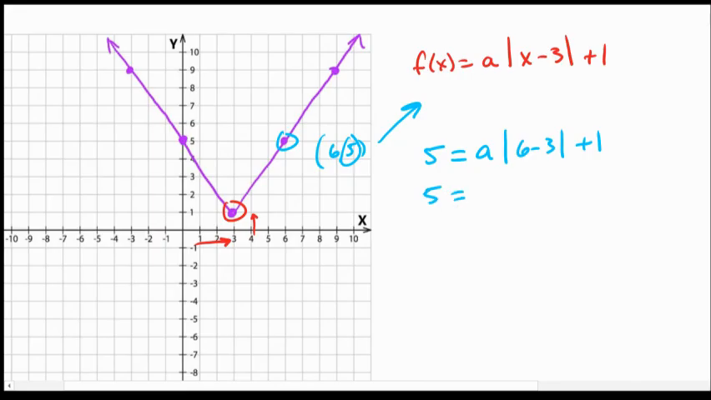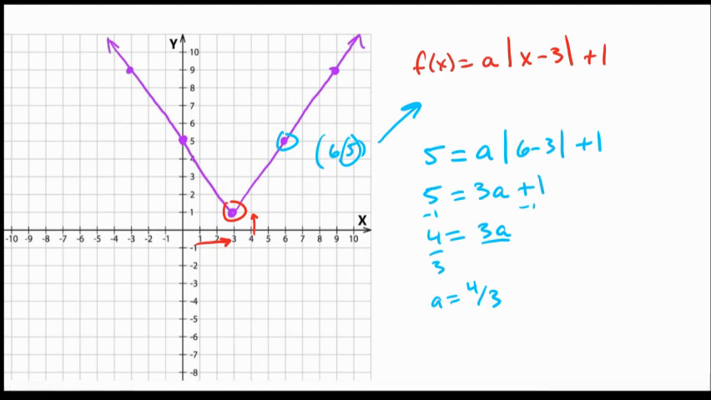So first I figure out what's inside the absolute value, which is 6 minus 3, which is 3. And then the absolute value of 3 is just 3. I subtract 1, so I get 4 equals 3a. So I subtracted 1 from both sides, and then divide both sides by 3. So a is equal to 4/3.